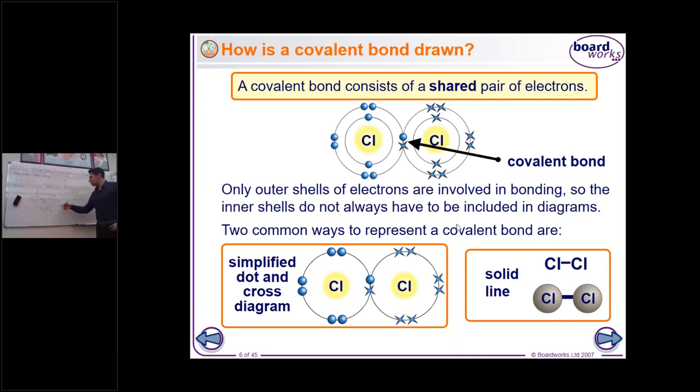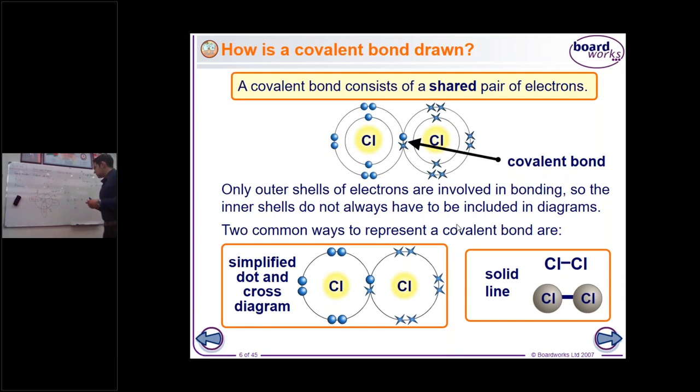In that dot cross diagram, we don't need to put the paired electrons, or lone pair of electrons, of the nitrogen. Let me write it for you. Lone pairs, this is important, do not take part in bonding.